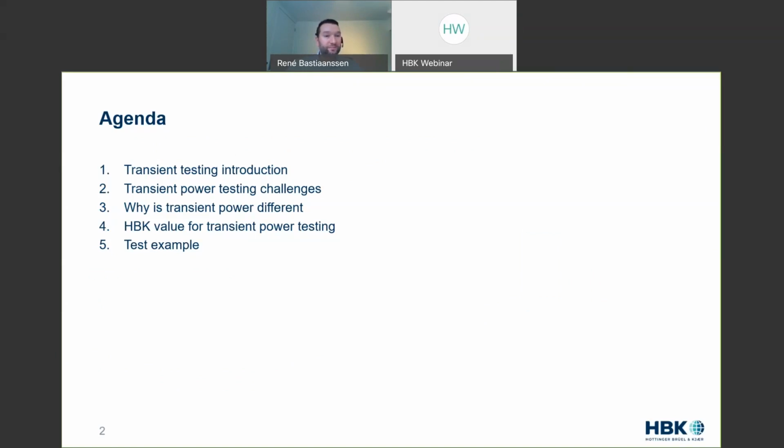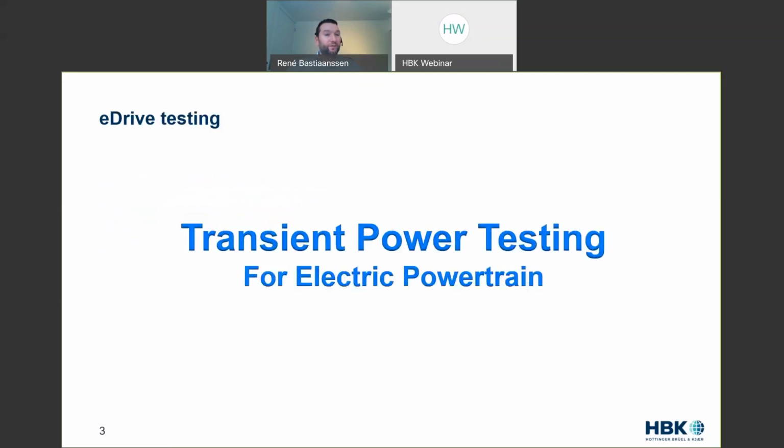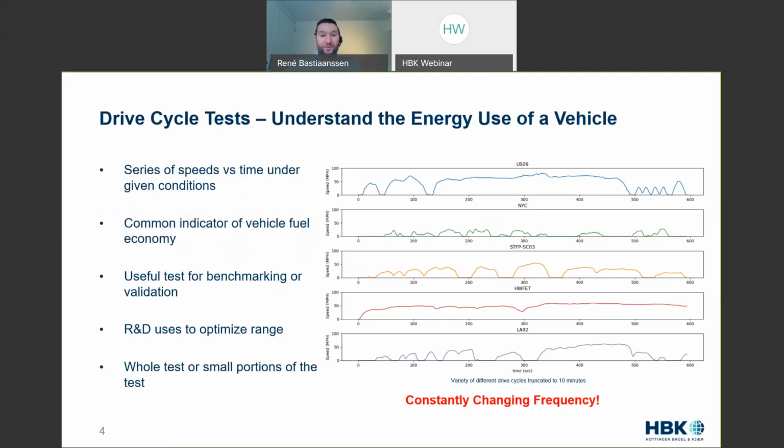So, transient testing introduction. Well, if we really want to understand the true energy usage of a vehicle, we need dynamic testing. So drive cycle tests, like we see here on the right side, are typically defined by governments and authorities and used as a common indicator. So we have one similar test routine which we can use to compare different vehicles, different motors, for example, to each other. And those test routines are typically defined as speed over time. They are quite useful in benchmarking and validation.